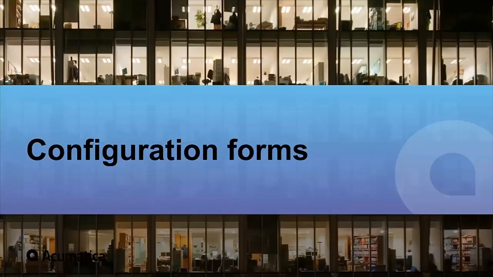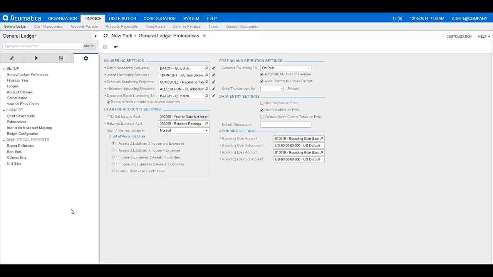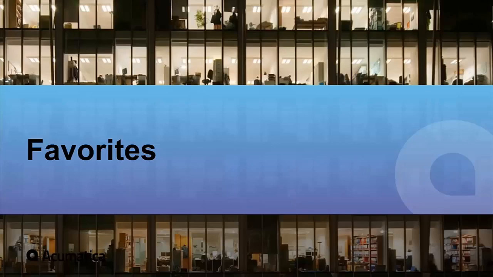Configuration Forms. Finally, we will review the Configuration tab of the navigation pane. These forms are mostly used during the configuration and setup stage of Acumatica ERP implementation, and they are used less over time. For example, in the General Ledger module on the Configuration tab, you can find forms to specify the General Ledger preferences, define the financial year, and perform other default activities.